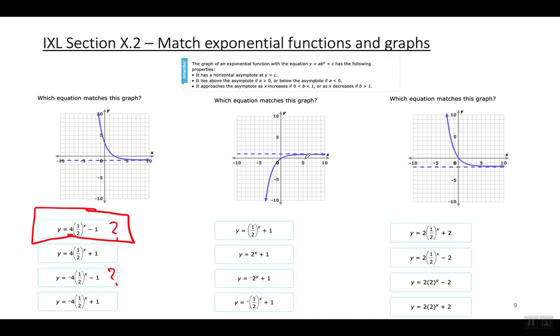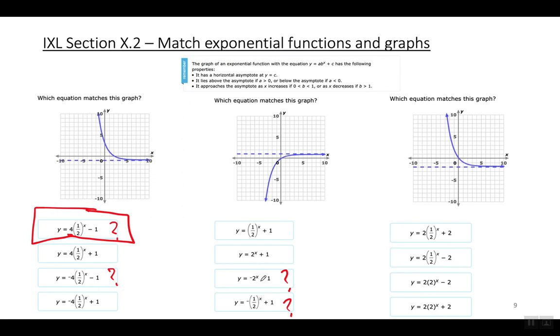All right, over here my asymptote is at +1. So all of the answer choices have the asymptote as +1, so that doesn't help me. The graph of the line is below the asymptote. So that means that A has to be a negative number. So it's between these two answers, right? Because A has to be negative. Okay, now B, if we look at the graph of the line from left to right, the line is getting closer to the asymptote. So B has to be a number between 0 and 1.